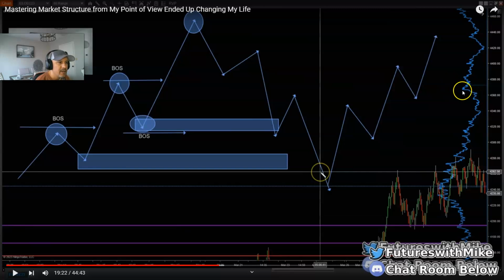Below an area right here when I'm looking to go long, okay? And that's simply following the structure of the market. Higher highs and higher lows, breaking structure to the downside.